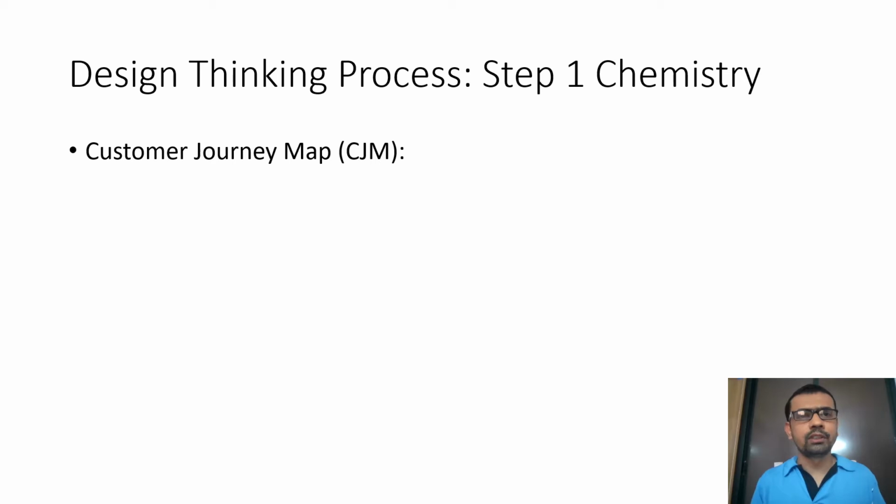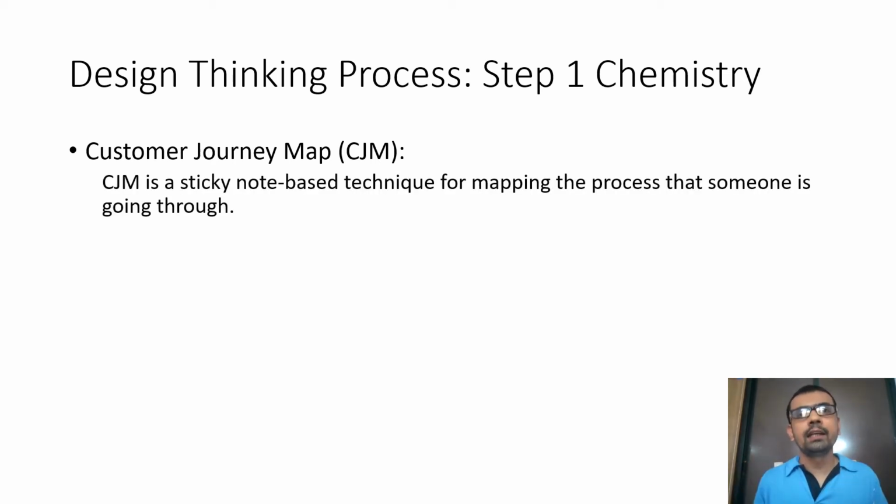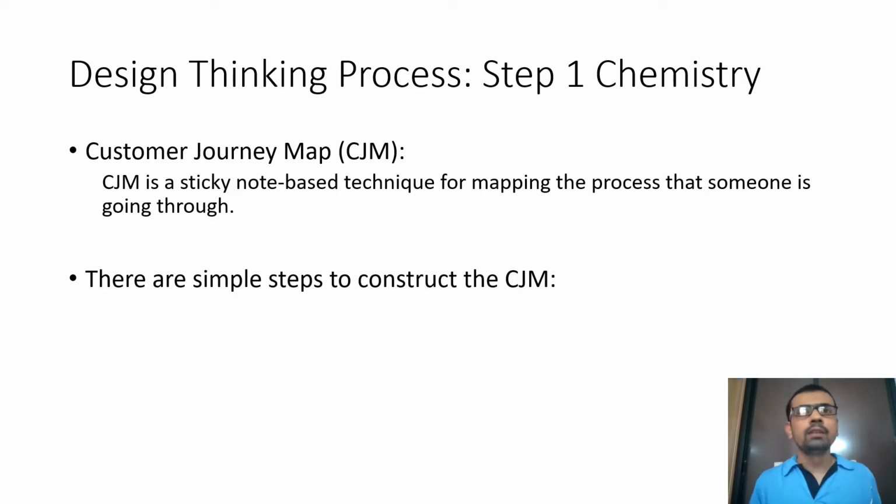What is a customer journey map? A customer journey map is a sticky-note-based technique that defines the process or the activities of everybody who is working. Just as an example, if I am buying groceries, then what I am doing while buying groceries, from start to end, that is the customer journey map. Because I am a customer, my journey is from starting to buying groceries to ending it. So there are simple steps for a customer journey map.